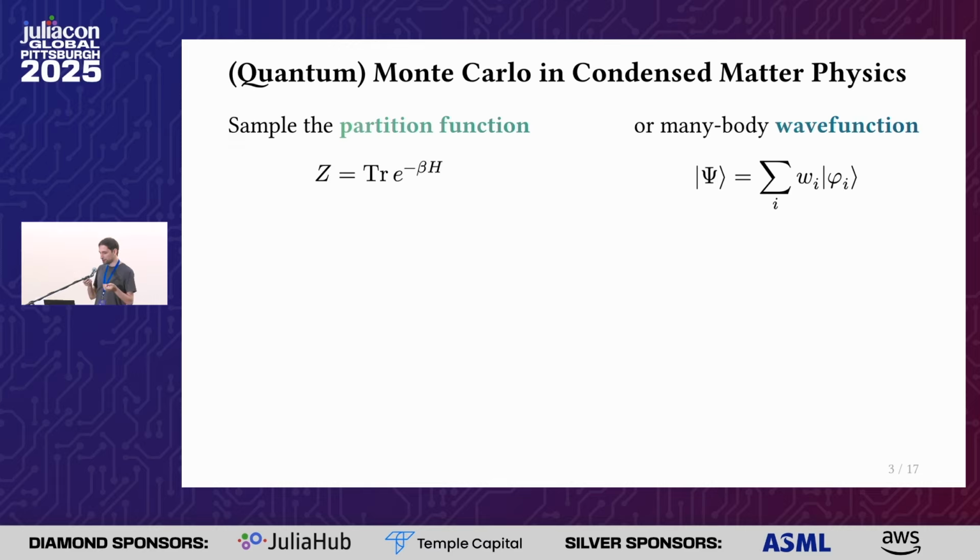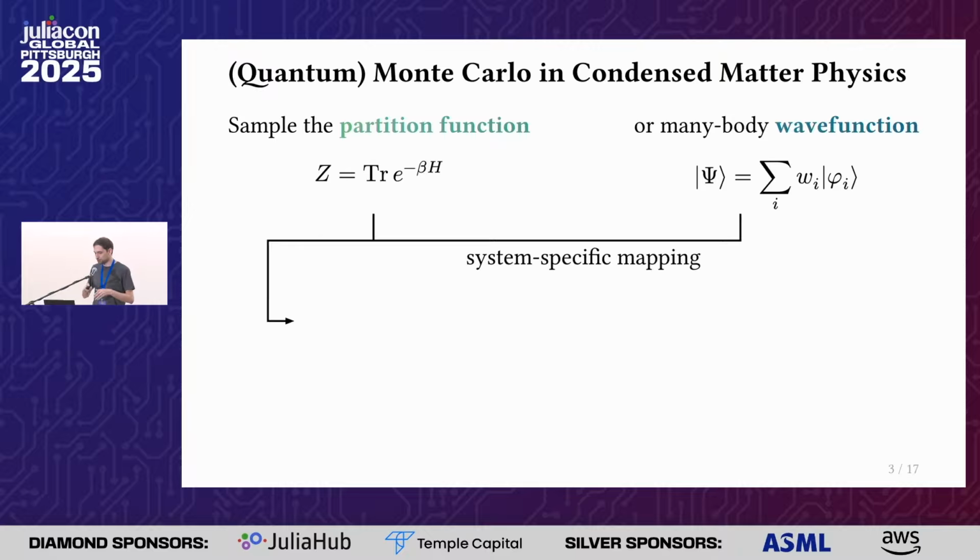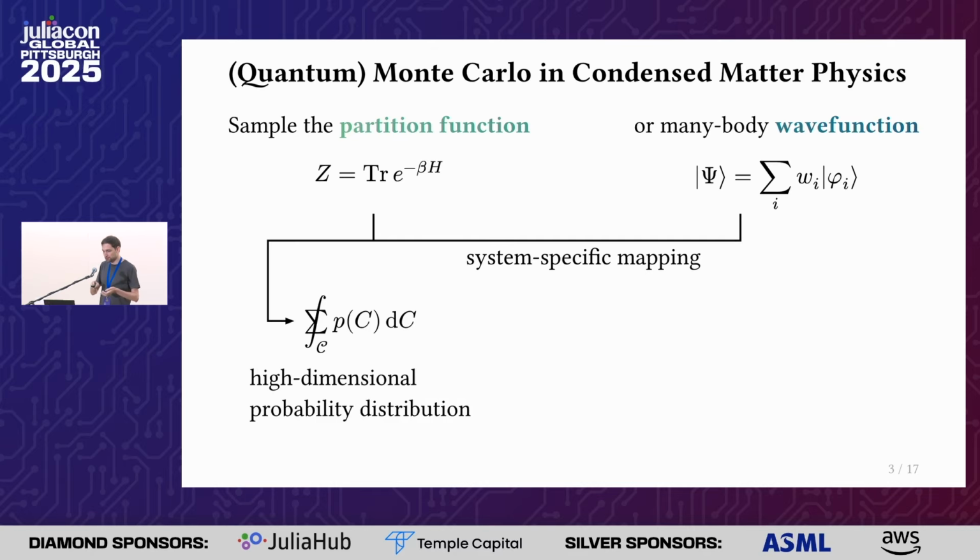The slight problem here, however, is that these objects either don't have a straightforward interpretation in terms of a probability distribution, or that interpretation is just very hard to evaluate. You cannot calculate the weights of the distribution. So what you need to do first is find a mapping, which might not always exist, and if it exists, it depends on the system. This mapping then maps your complicated quantum object into a classical probability distribution, which can be either discrete or continuous or both.